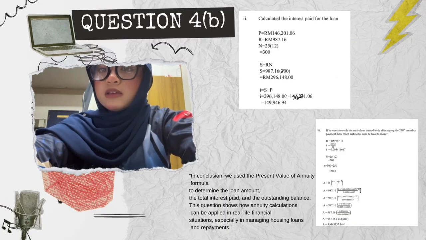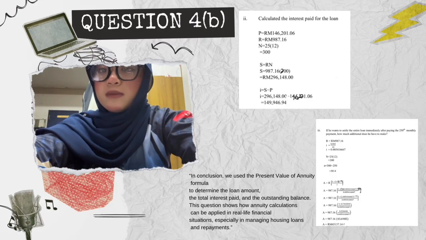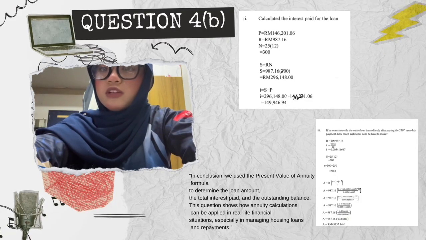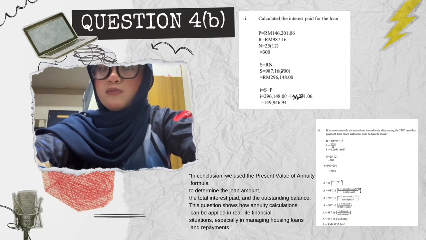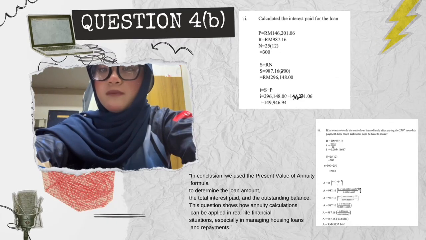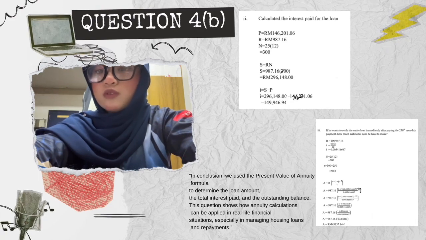50 payments remain. Next, we use the present value of annuity formula to calculate the outstanding balance of the remaining payments. Then we substitute all the values into the formula. After calculating, we get RM43,137.50. Therefore, Sulaiman needs to make an additional payment of RM43,137.50 to fully settle the loan.